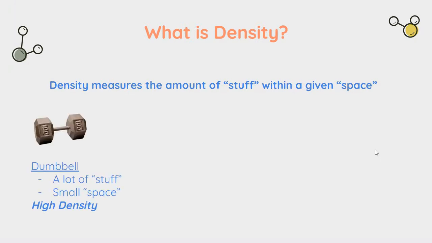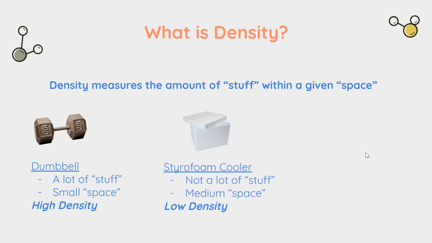For instance, if I have a dumbbell, that has a lot of stuff in a relatively small space. We'd say that a dumbbell has high density. If we look at something like this styrofoam cooler, it doesn't have a lot of stuff, but it's a little bit bigger. And we'd say that styrofoam has a low density.